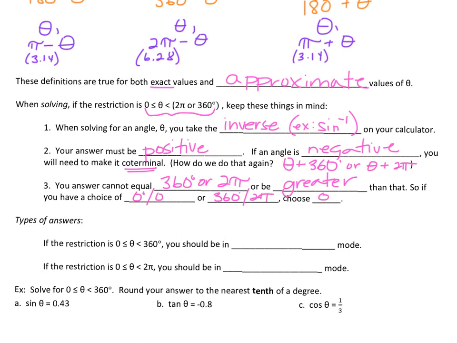All right, the types of answers you'll get. This is where we want to focus on reading the directions first before we start solving. If the restriction is between 0 and 360 degrees, make sure your calculator is in degree mode. But then in the directions, if it says between 0 and 2 pi, make sure your calculator is in radian mode. All right, enough talk. Let's see how this works.